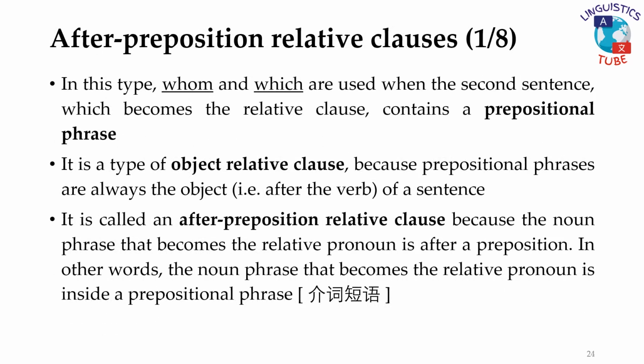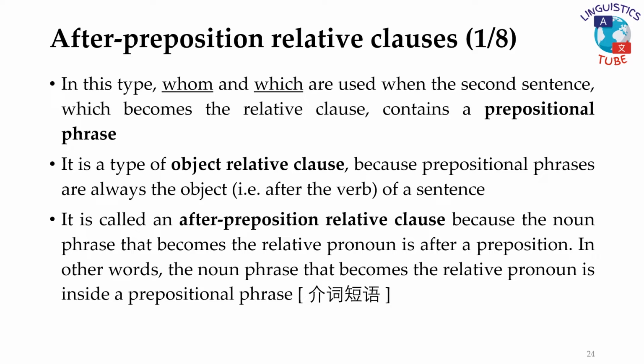The third type of relative clause that we'll learn about is called an after preposition relative clause. It is actually a special type of object relative clause. In this type, the noun phrase that is the antecedent of the relative pronoun, in other words, the noun phrase that becomes the relative pronoun, is inside a prepositional phrase.